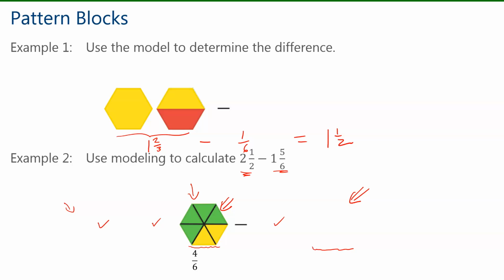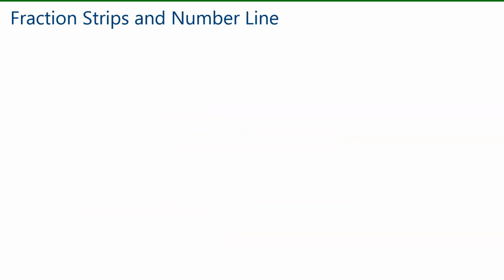It makes perfect sense with our pattern blocks because for every 2 triangles, we can create a rhombus. Each rhombus is 1/3, so we have 2 rhombi, giving us 2/3. Final answer. And last, but certainly not least, let's have a look at our fraction strips and the number line.